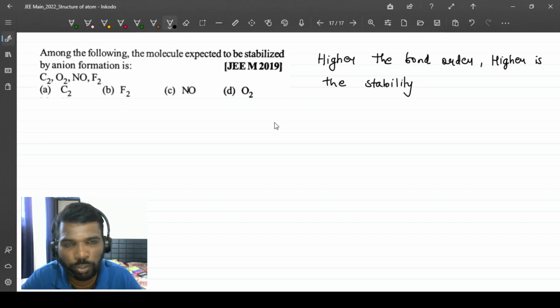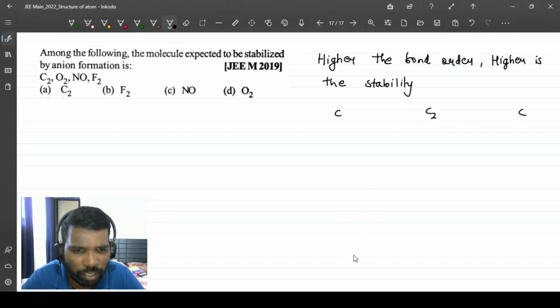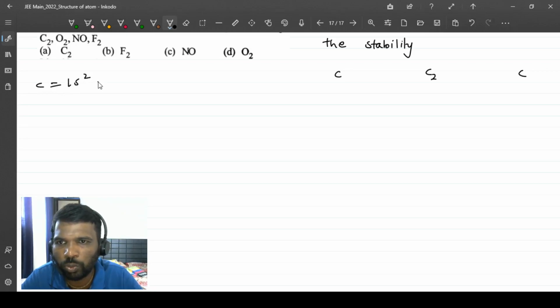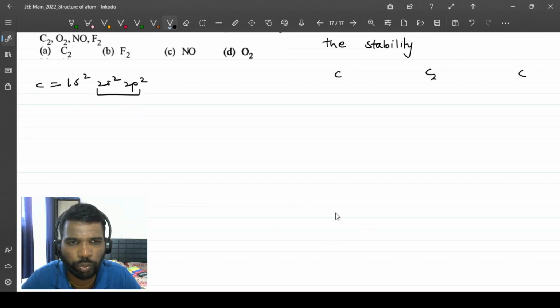Right? Let's do it for the carbon molecule. I'll do it roughly. This is carbon, and this is carbon, and this is the C2 molecule. If there is a bond existing in a C2 molecule, then I should do it this way. The electronic configuration of carbon is 1s2, 2s2, 2p2, right? Let's use the outermost only. 2s, I'll write this way.